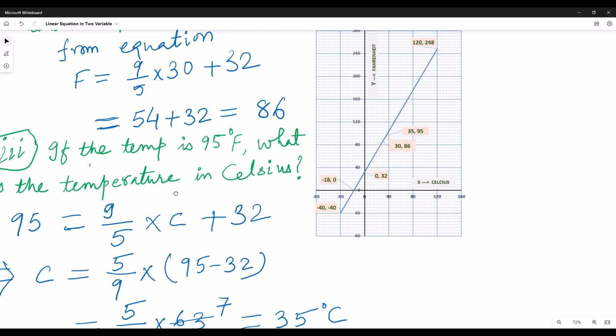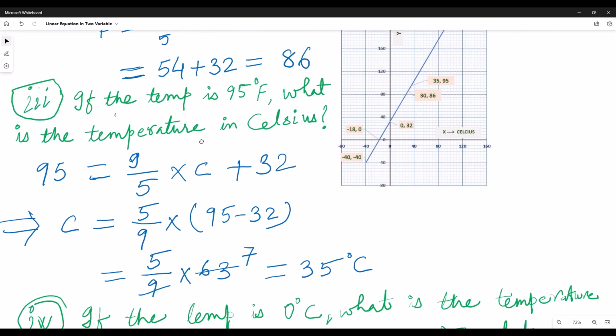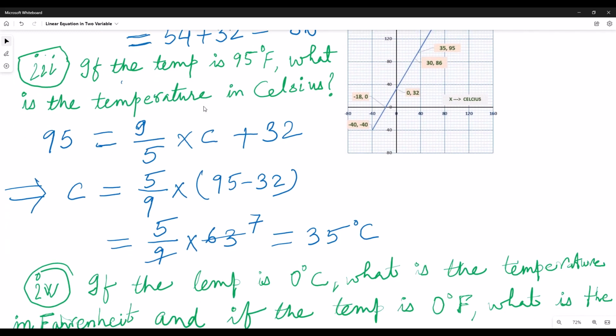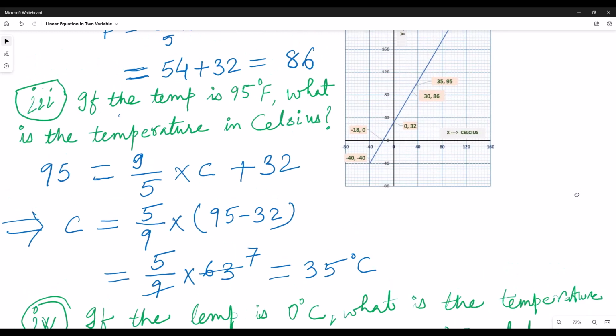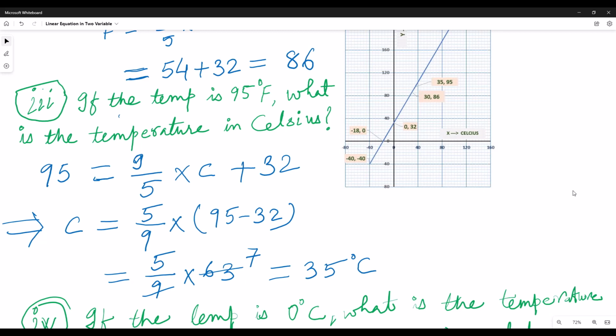If the temperature is 95 degrees Fahrenheit, what is the temperature in Celsius? Okay, so on the Fahrenheit side you have to put 95, then you find out the value of C, and you get that it is 35 degrees Celsius. So 95 degrees Fahrenheit and 35 degrees Celsius is the same thing. Okay, you get that point on the graph also.